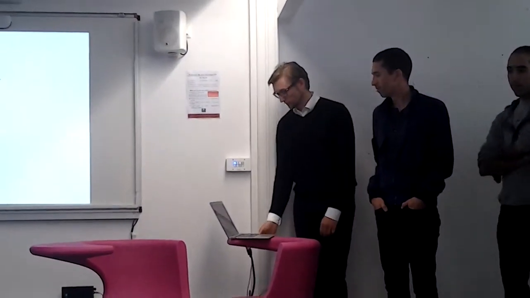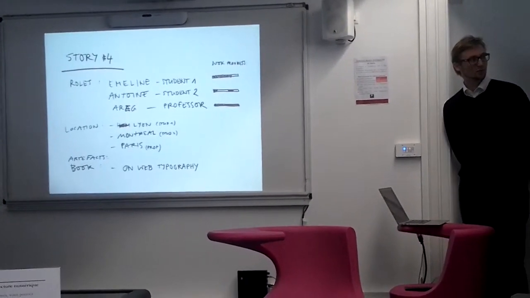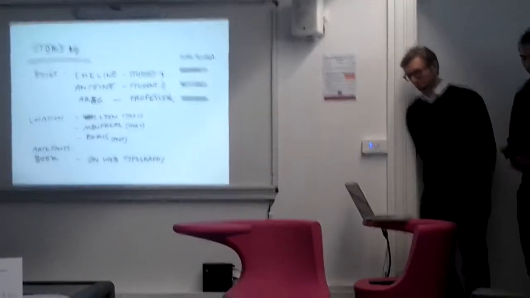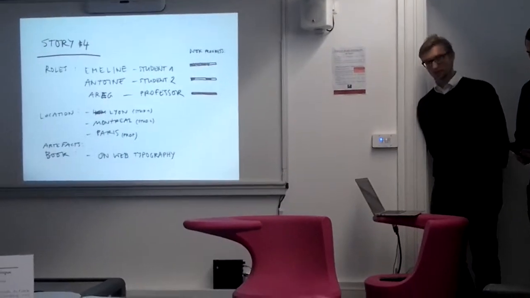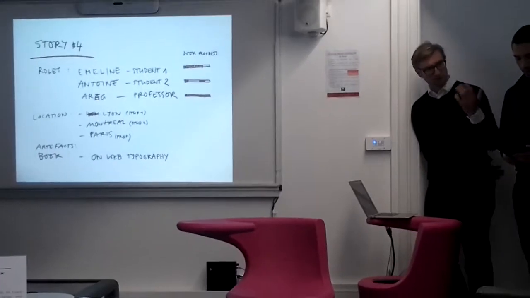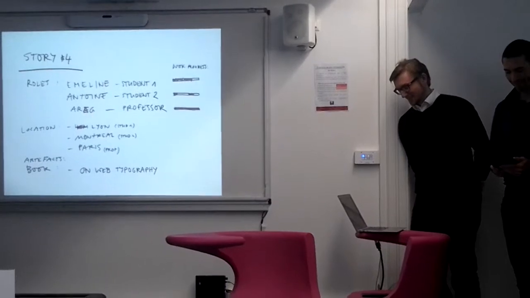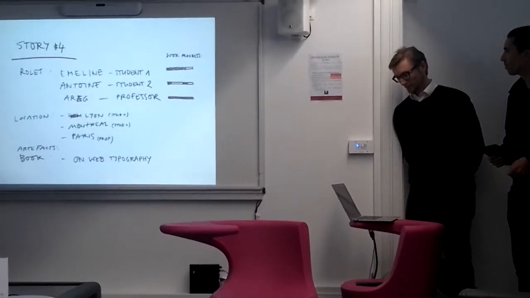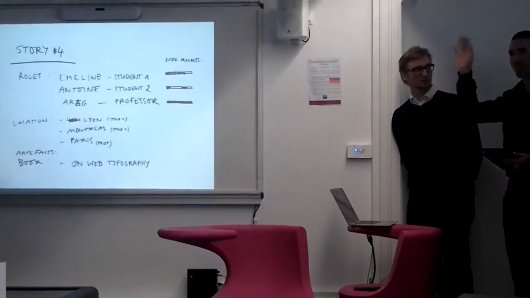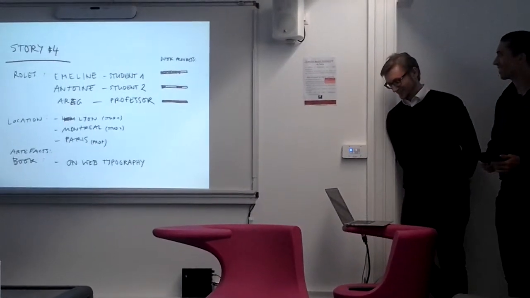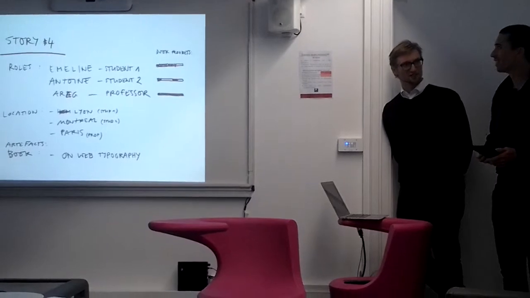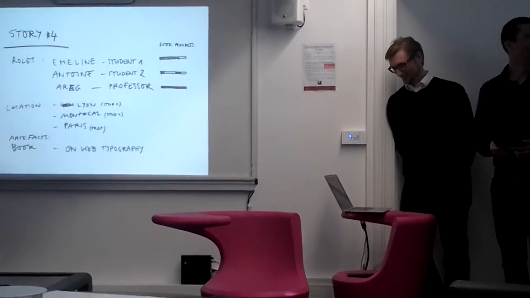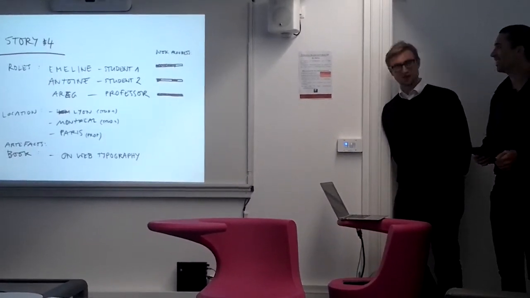The fourth story is a bit longer, or a bit more complicated, because we need 3 people here. So we need 3 roles. Emmeline is student number 1, and she's in Lyon. Then Antoine is student number 2 and is in Montreal. And then we have Arek, the professor, and he's in Paris.